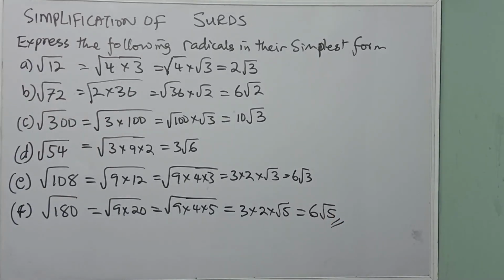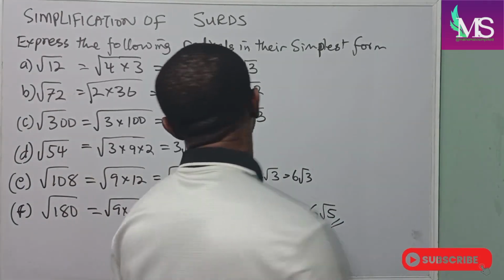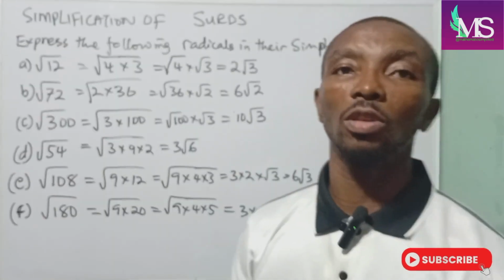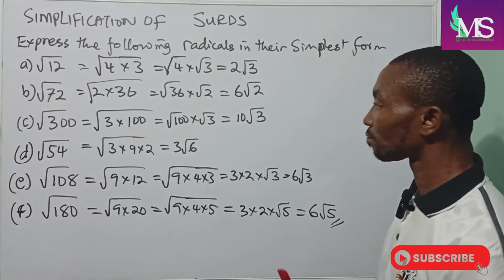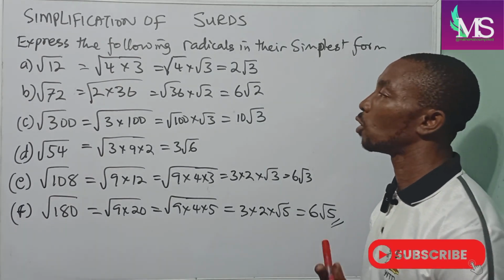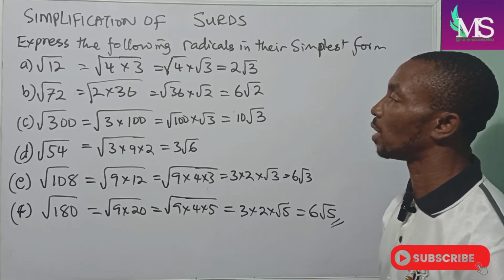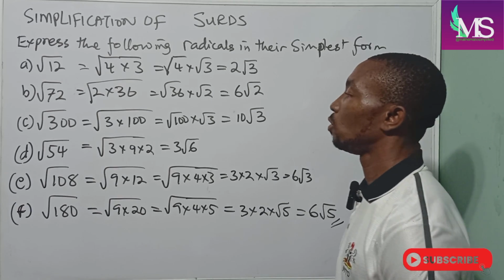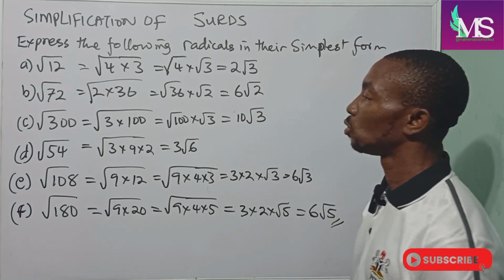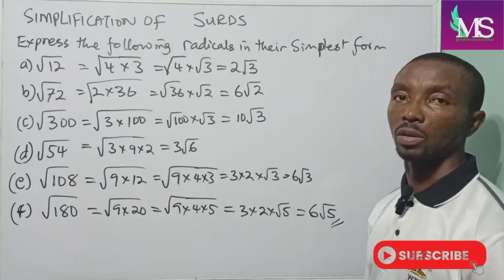Alright, now, like I said earlier, in order to simplify your radicals, you are simply going to look for the perfect squares in each of your radicals. And once you're able to identify the perfect squares, you can simply go ahead to simplify your radicals.